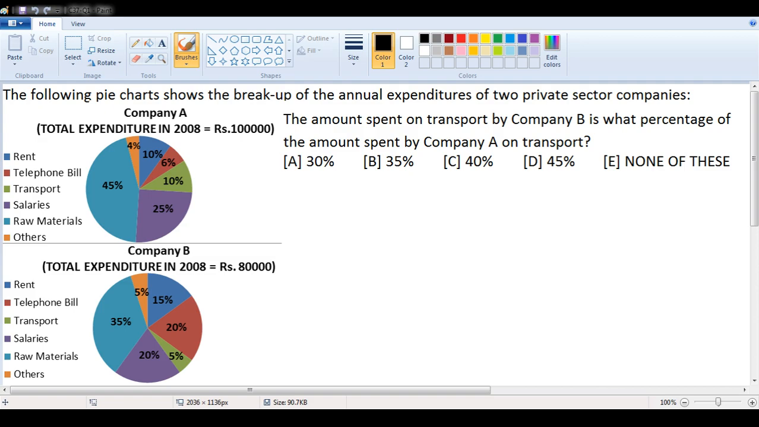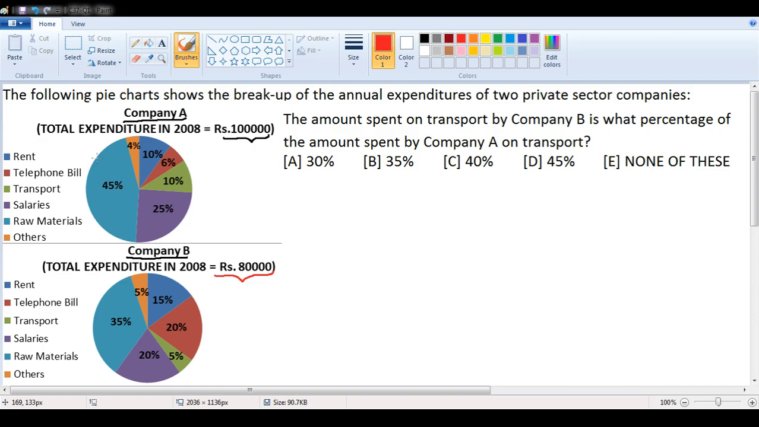See here, the first caselet is: the following pie charts show the breakup of annual expenditures of two private sector companies, right? There are two private sector companies. One is company A and the other one is company B. The total expenditure in company A is given as 1 lakh. The total expenditure in company B is given as 80,000.